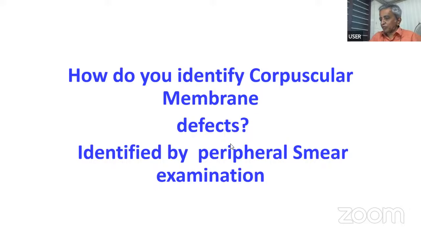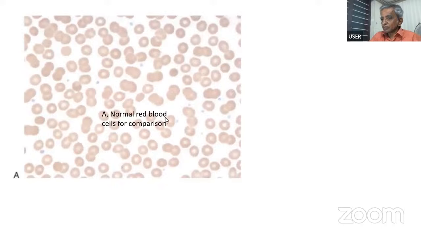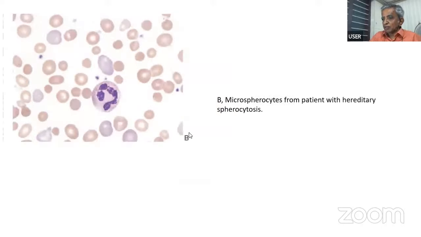Now, peripheral smear examination will also detect membrane abnormalities. The normal red cell peripheral smear. Now, this is hereditary spherocytosis. You can find RBCs are small and at the same time lack the central pallor, indicating that it is a spherocyte. So spherocytosis can occur in hereditary spherocytosis, in autoimmune hemolytic anemia and a few other conditions. We will come to that later.